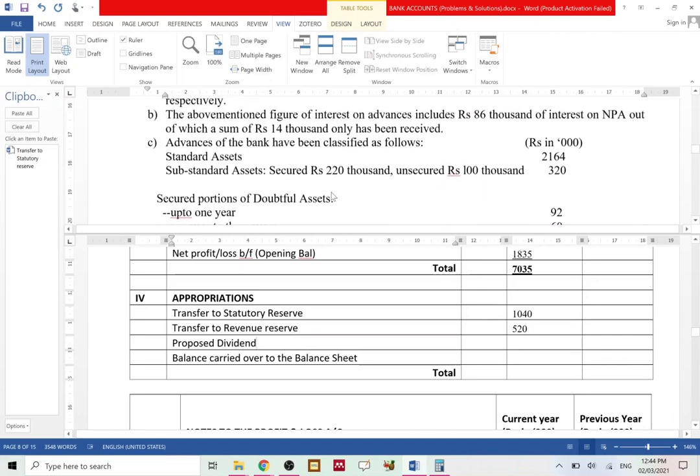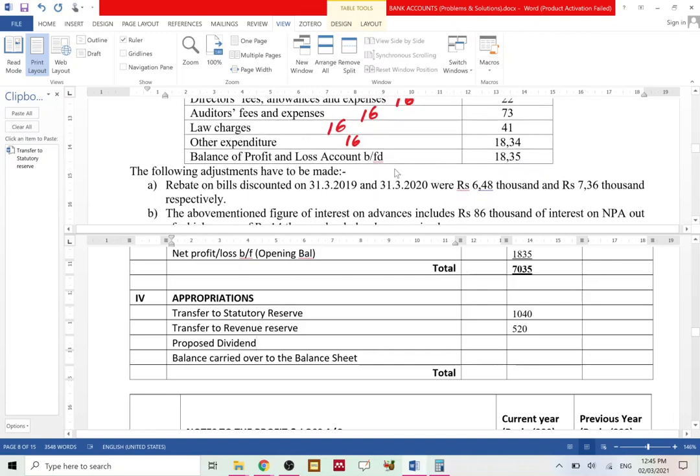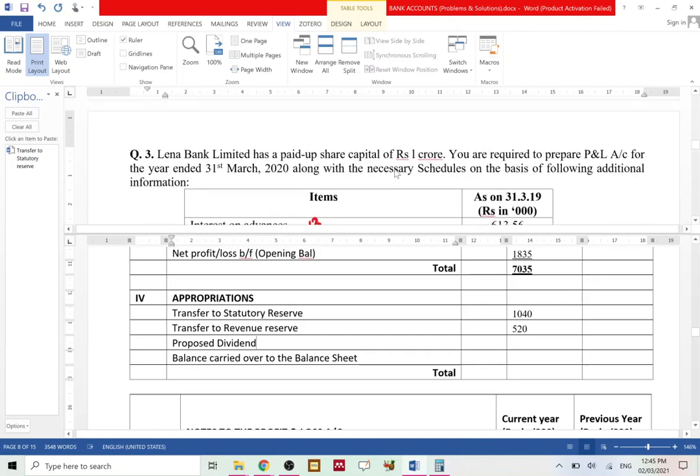Then there is, let's check if there is dividend given in the problem. Board of Directors have proposed a dividend of 10% of the paid up share capital. Now this time direct amount of dividend is not given to you. You are asked to make the calculation. Okay. So somewhere the share capital amount is given in the problem. Let's see here. Lena Bank Limited has a paid up share capital of rupees 1 crore. Okay. Now this 1 crore, since all of these amounts are written in 1000, we also need to reduce that 1 crore to in the form of thousands.